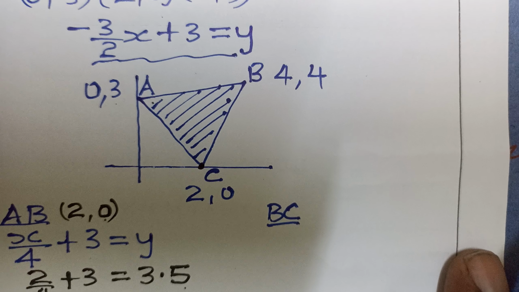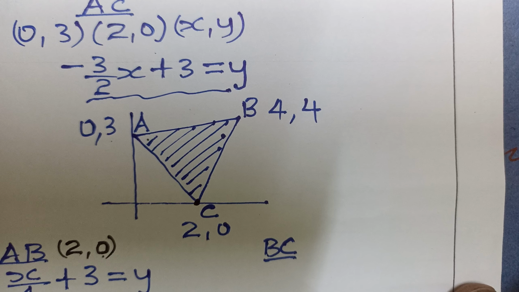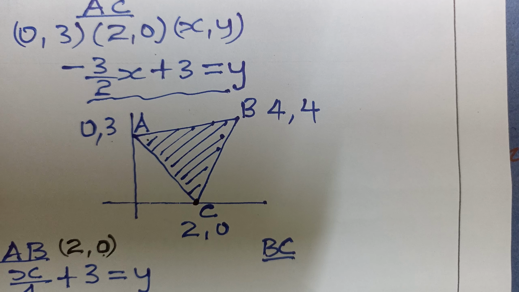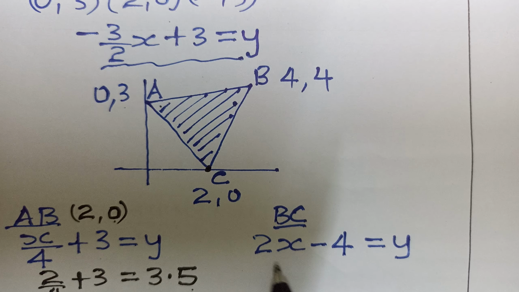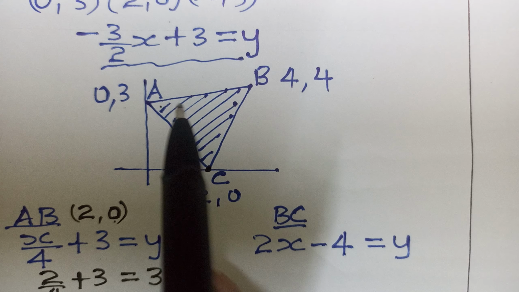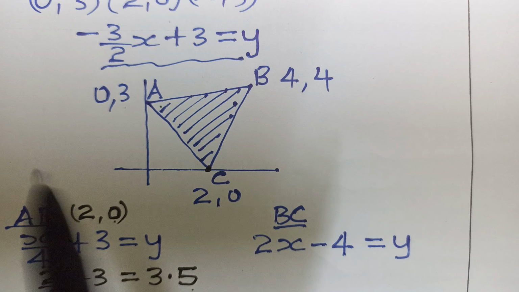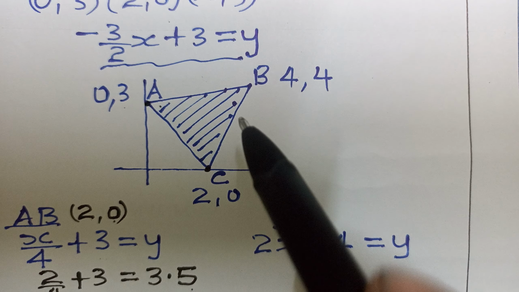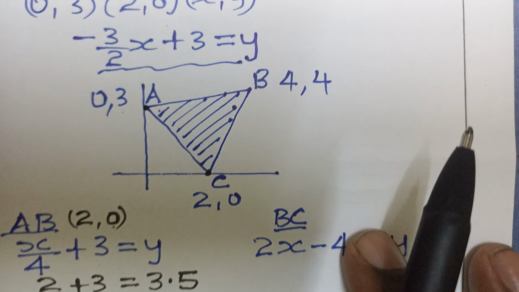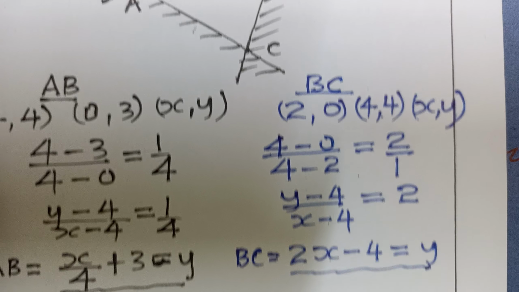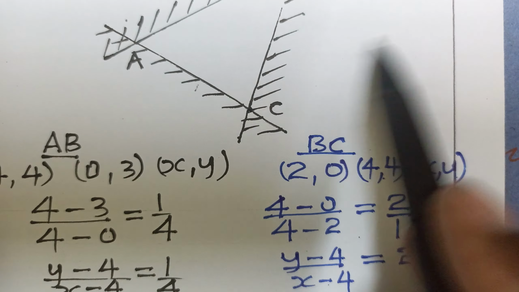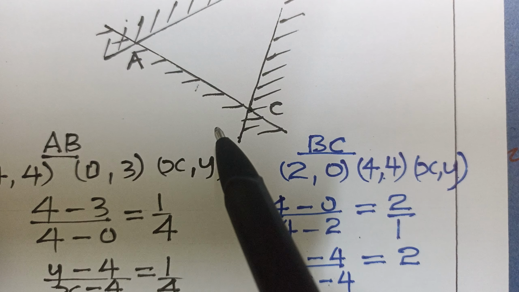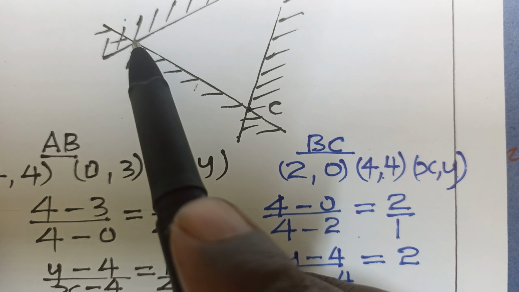Guys, now we come to the line BC. For the line 2x minus 4, which is BC, guys, we can take a point. Knowing that this is the side that is required, according to this, you can see, guys, that what we don't require is this side. So a point on this side is what we are going to take. And then, guys, we only take a point that we know the coordinates of.